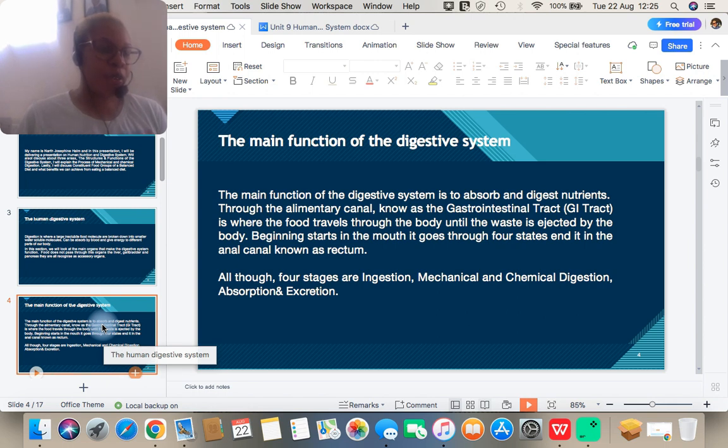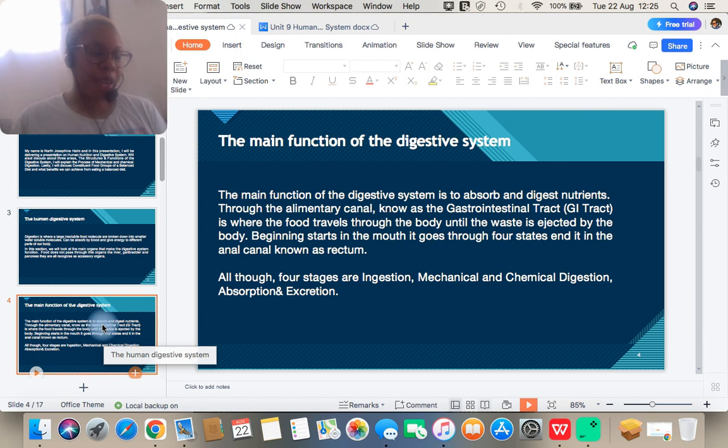The main function of the digestive system is to absorb and digest nutrition through the alimentary canal, known as the gastrointestinal tract. It's where the food travels through the body until the waste is ejected by the body. Starting in the mouth, it goes through four stages to the anal canal, known as the rectum. The four stages are mechanical and chemical digestion, absorption, and excretion.